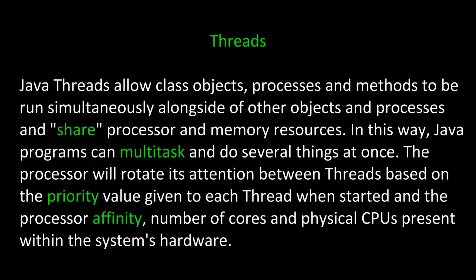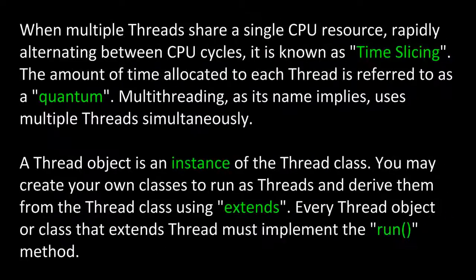The processor will rotate its attention between threads based on the priority value given to each thread when started, and the processor affinity, number of cores, and physical CPUs present within the system's hardware. When multiple threads share a single CPU resource, rapidly alternating between CPU cycles, it is known as time slicing. The amount of time allocated to each thread is referred to as a quantum.